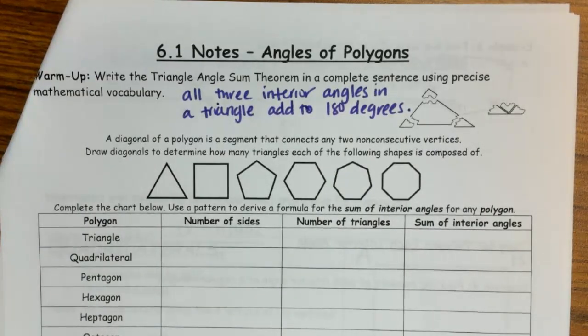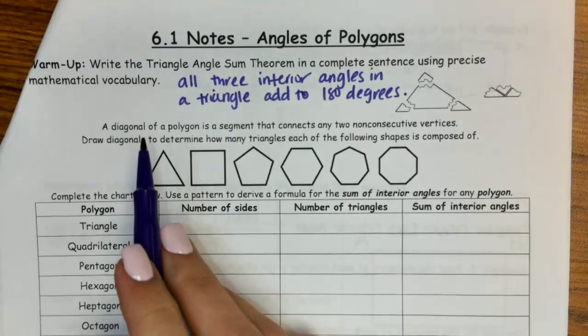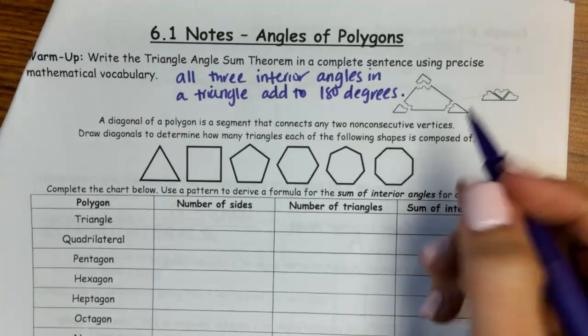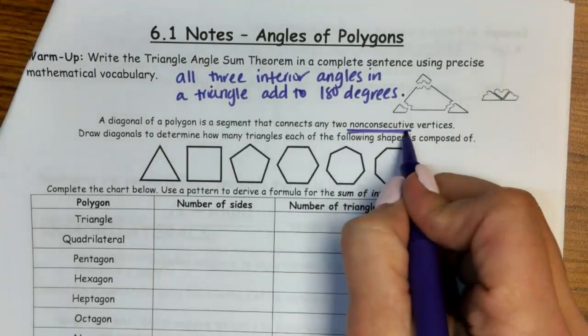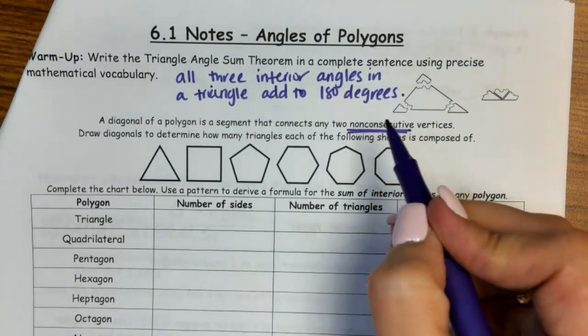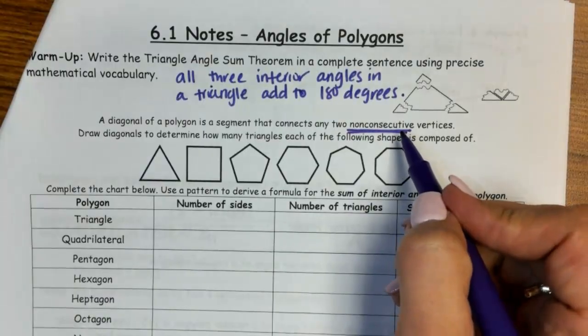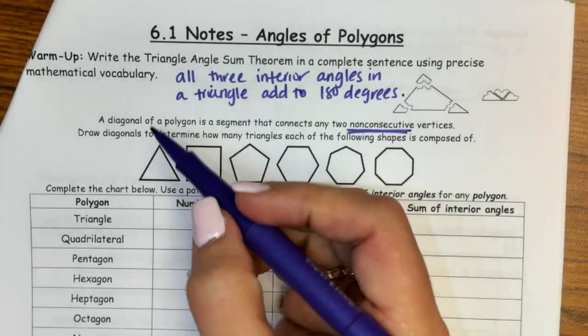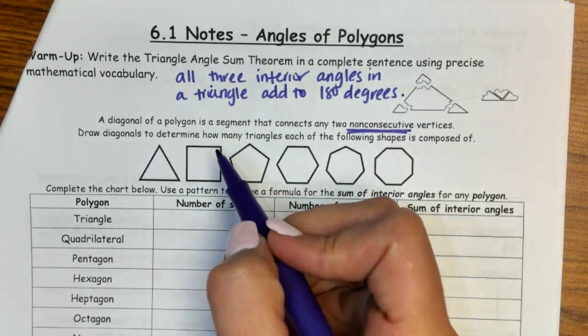Okay, it says right here, a diagonal of a polygon is a segment that connects any two non-consecutive vertices. Non-consecutive means not right after one another. So it says draw diagonals to determine how many triangles each of the following shapes is composed of.